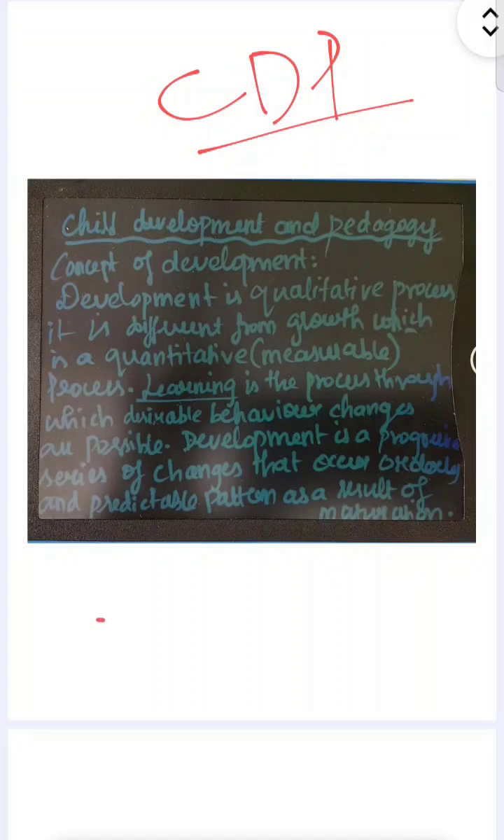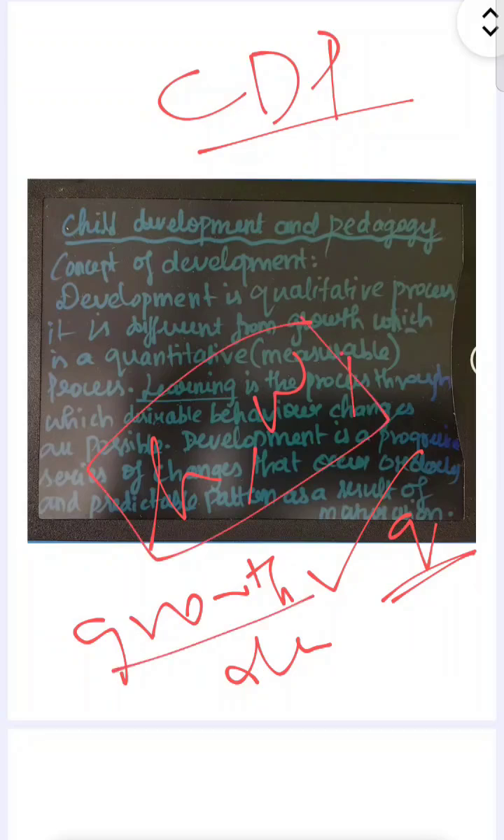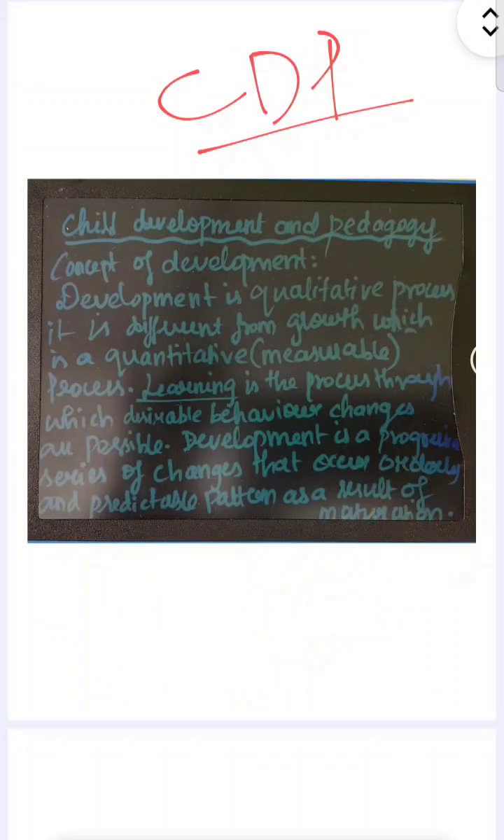There is a huge difference between the topics growth and development. Growth is a quantitative process; it can be measured as a physical aspect. For example, height and weight are physical aspects and can be measured with a unit. Hence, it is known as a quantitative aspect. Whereas development is a qualitative process. It is not measurable, so it is different.